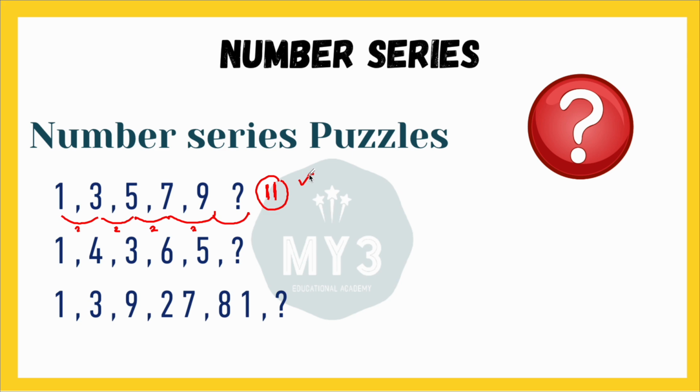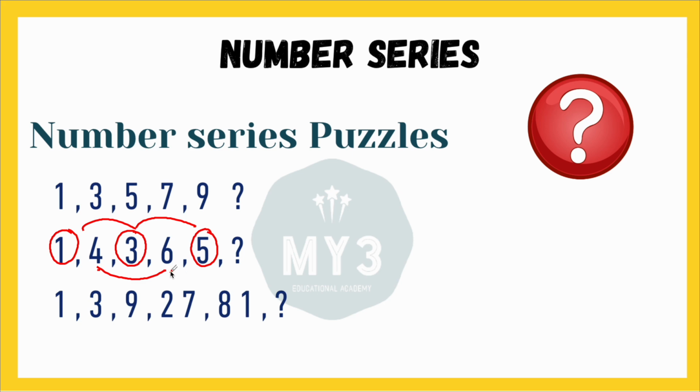So you can look at the difference between the terms, you can get the answer easily. For example, the second question is given 1, 4, 3, 6, 5. What is the next term? So this is an important pattern in the number series. If you can observe these numbers carefully, 1, 3, 5, these are what? Odd numbers. And 4, 6, these are what? Even numbers. What is the next even number? 4 plus 2 is 6, 6 plus 2 will be 8. So answer must be 8 here.